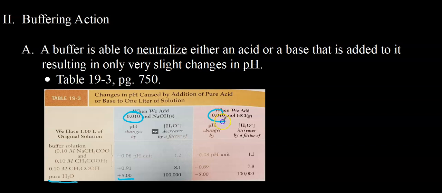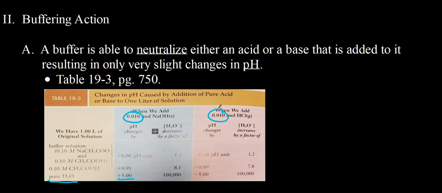So what if we add 0.010 moles of HCl to a liter of water? The pH is going to decrease by 5. So it's going to start at 7, neutral, and it's going to go down to 2. This results in an increase in the H plus concentration of 100,000, 10 to the 5th again. Think about that, 0.010 moles. That's all we're adding, and the pH changes by a huge amount.